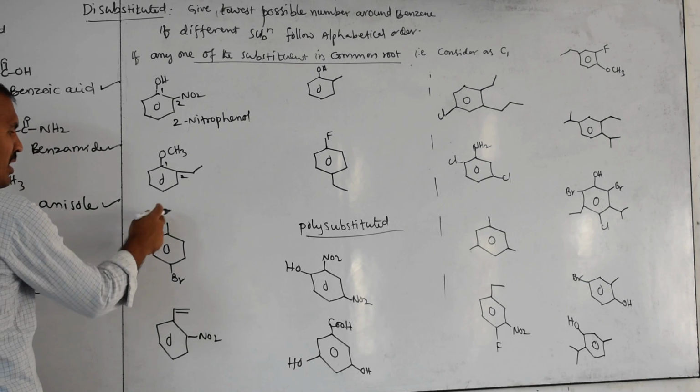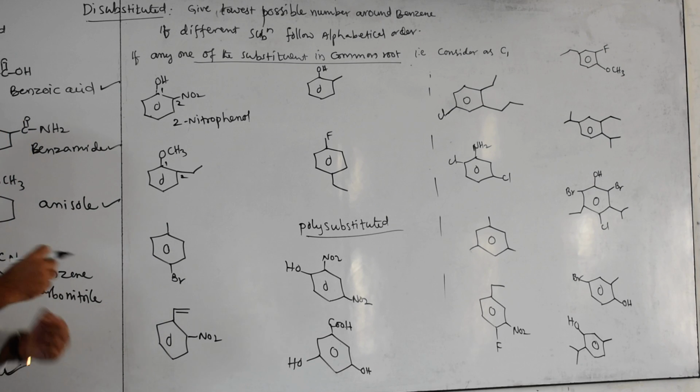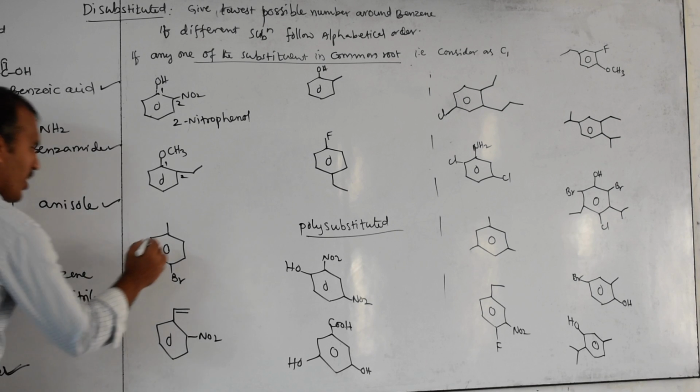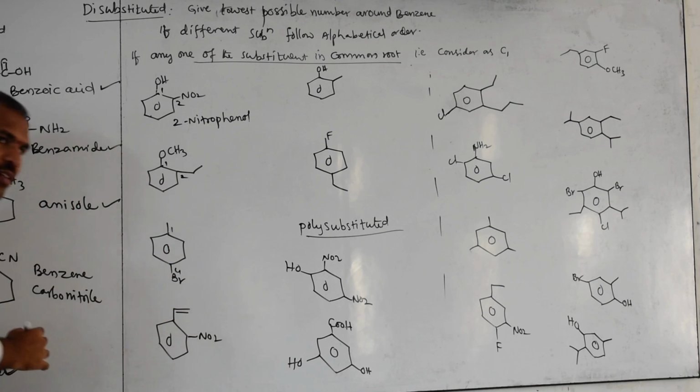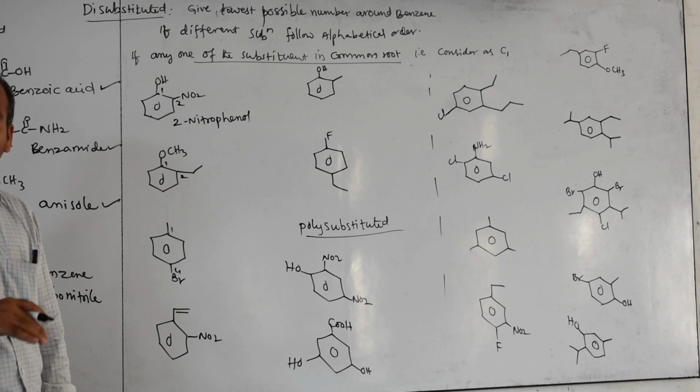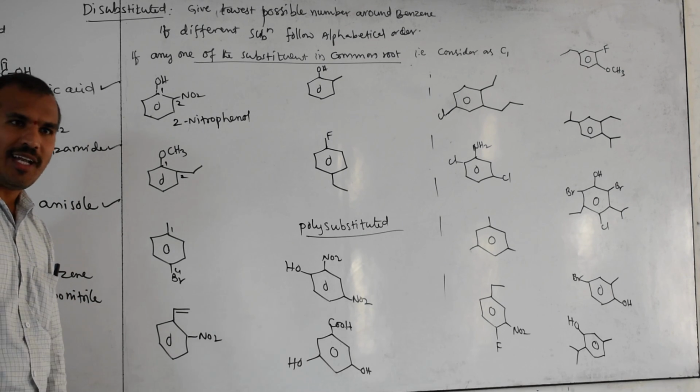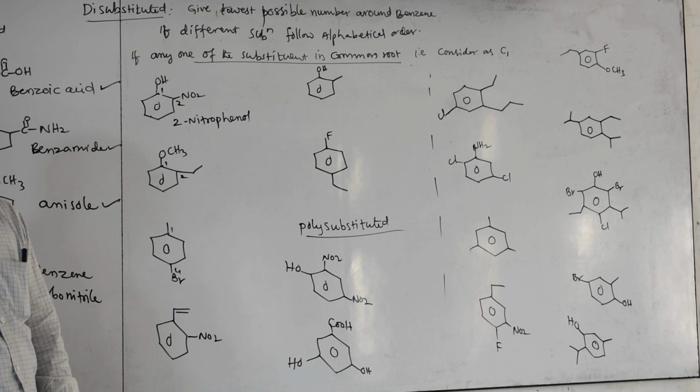Now, methyl is there, bromine is there. Where do we have to give the number, on bromine or methyl? Methyl. Yes or no? We know that toluene is IUPAC accepted. Therefore, this is 1, this is 4. Then 4-bromotoluene. If they give 1-bromo-4-methylbenzene, is that correct? No.